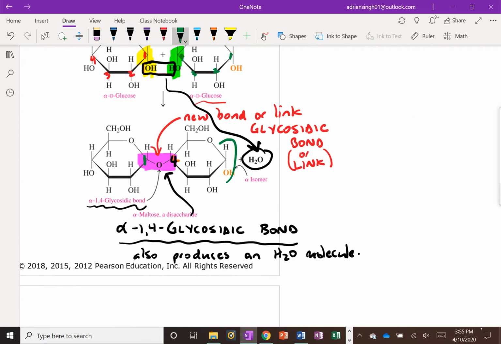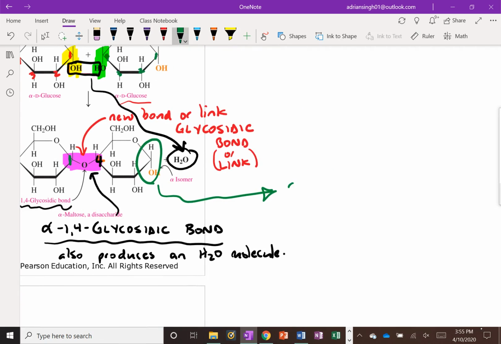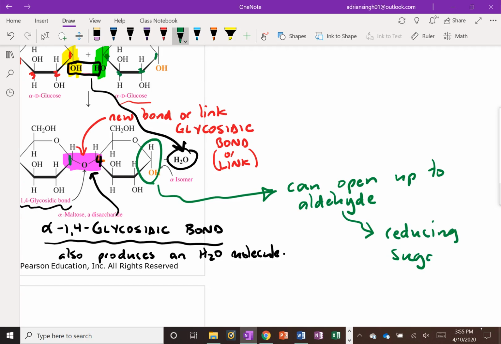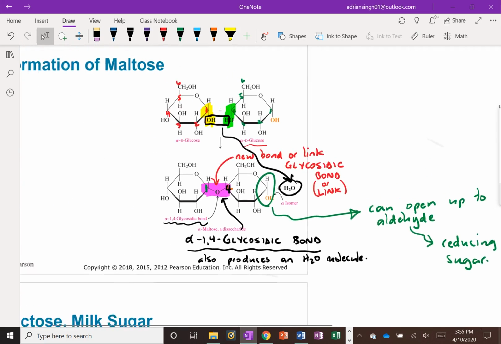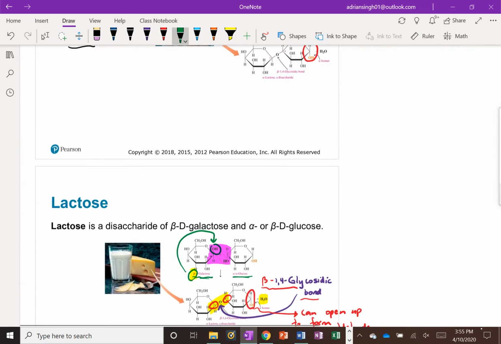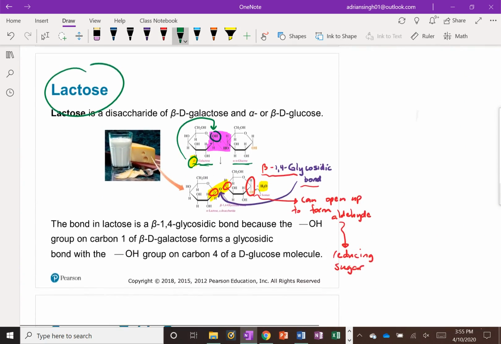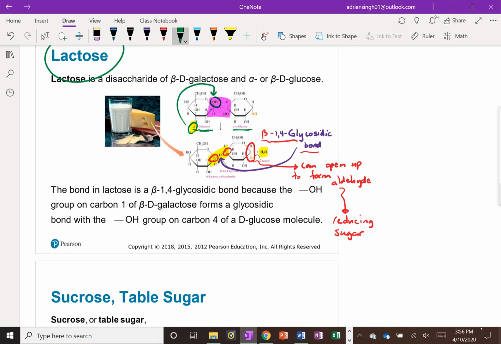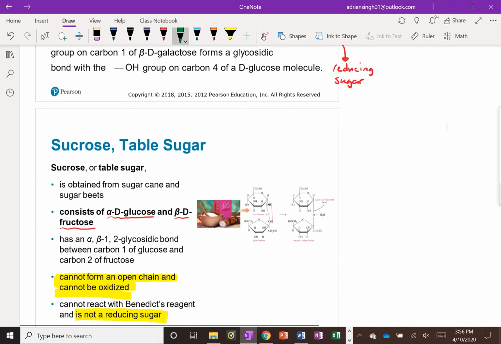So in maltose we still have that carbon number 1 and the neighboring glucose molecule that can open up to expose that aldehyde, which means this can act as a reducing sugar. All right, so in the case of both maltose and lactose, these can both be reducing sugars because we have that available aldehyde that can open up and be oxidized.